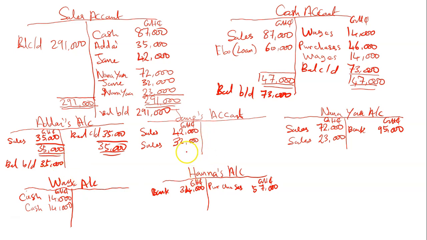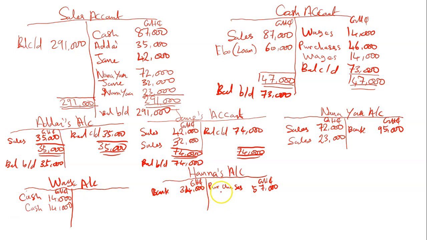Then when you come to Jane's account also, in Jane's account, 42,000 plus 32,000 will give you 74,000. So you have the 74,000 and then 74,000. So this is 74,000, this is 74,000. Then since there's nothing here, the entire balance carried down will be the 74,000. Okay. So you have balance brought down 74,000.